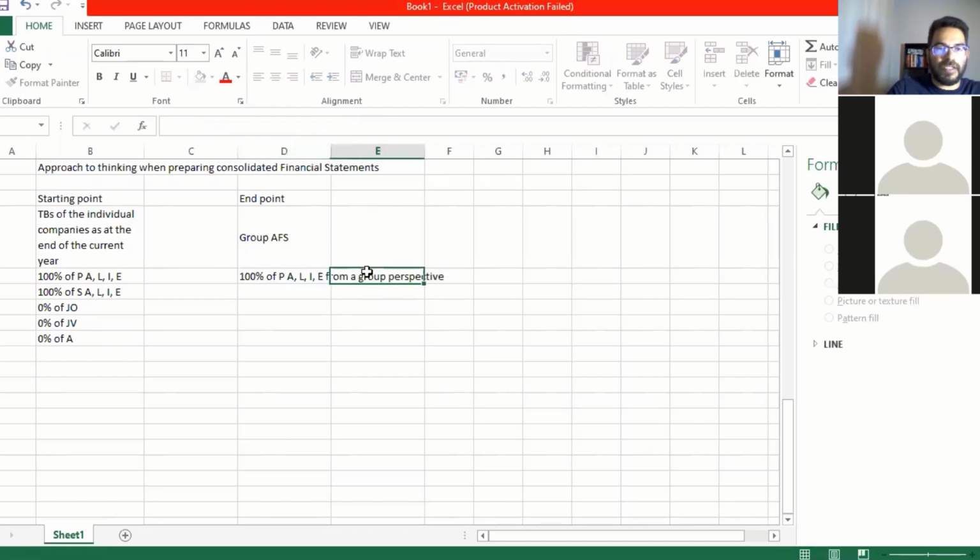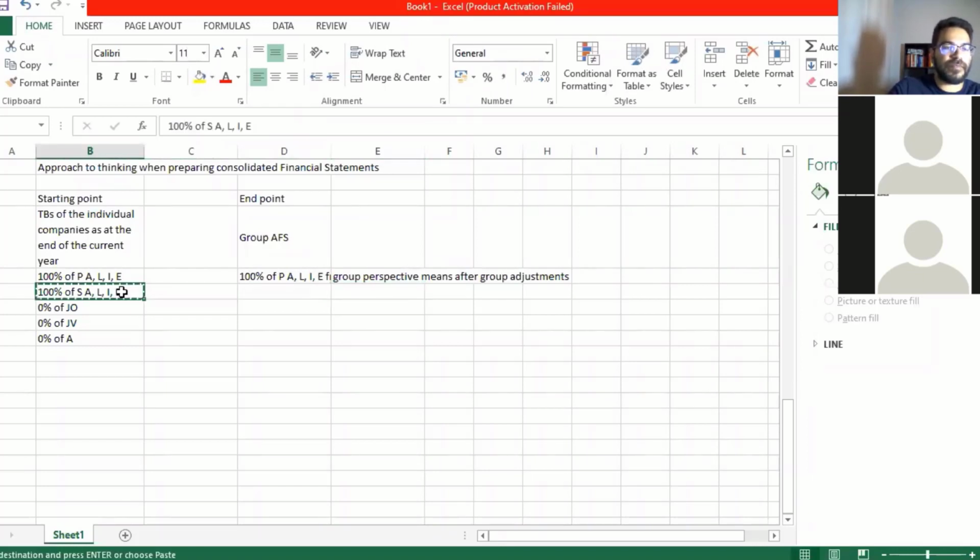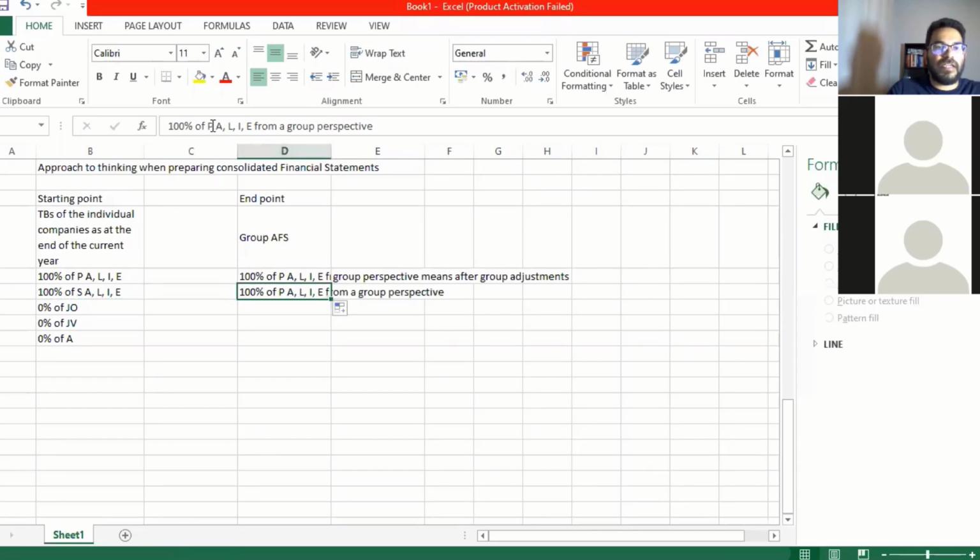So group perspective means after group adjustments. We'll come to group adjustments now. Similarly over here, it is 100% of the subsidiary. It's 100% of the subsidiary from a group perspective.